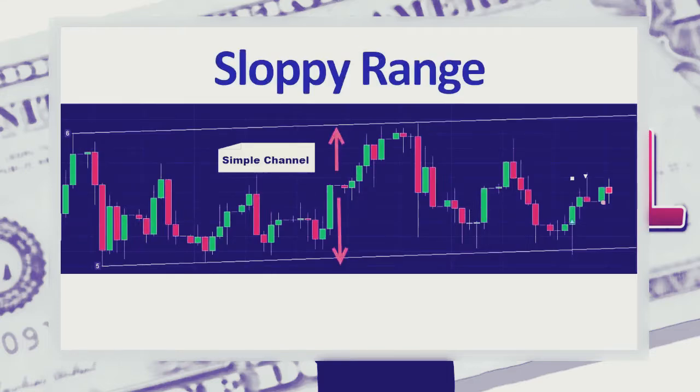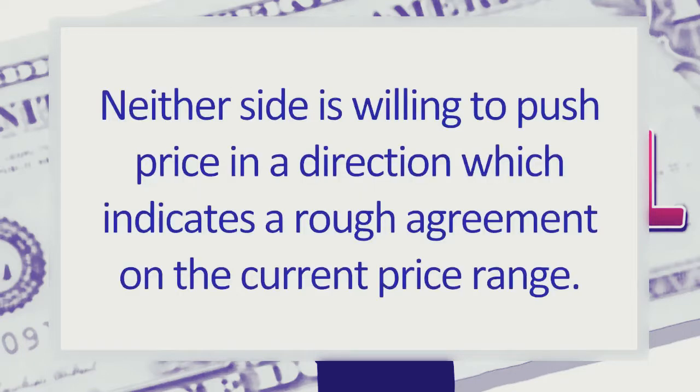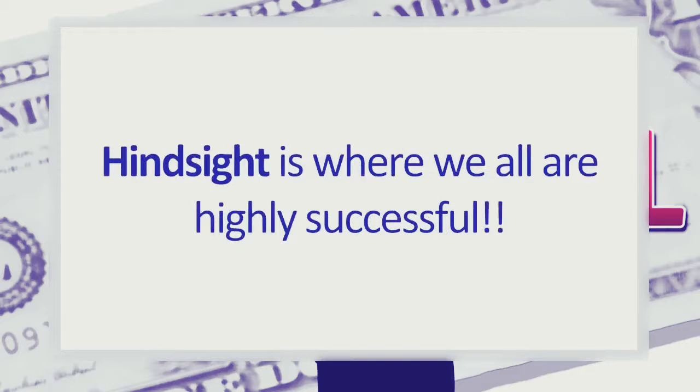This channel here shows more of a range in the action of the price with a slight upward slope. And I think we can agree that the price action is making some pretty sloppy moves inside the channel. Nothing is really clear cut. And it's showing that neither side is willing to push price in a direction, which indicates a rough agreement on the current price range. So in hindsight, sure, you can sell the top as we see in the middle of the chart, but unless you're day trading on lower time frames, this price action is not conducive to a clear trading opportunity, for me anyways.